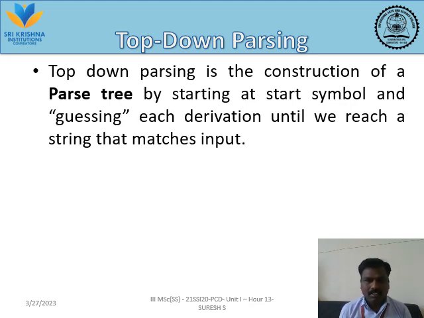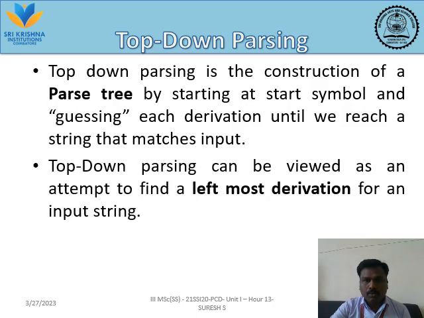So top-down parsing is the construction of a parse tree by starting at the start symbol and guessing. It's all about guessing which is going to be the next branch or the next input symbol. According to the next input symbol, or the input word, we derive each derivation until we reach the string that matches the input. So that is top-down parsing. I'll elaborate on it a little more. But actually top-down parsing, or any parsing in compiler design, constructs the parse tree.